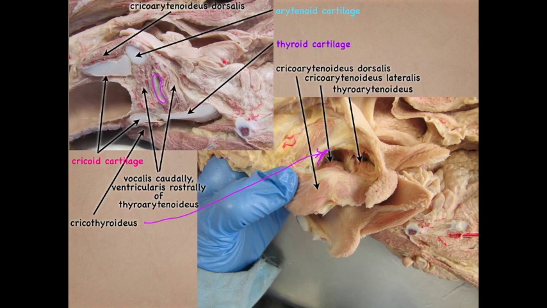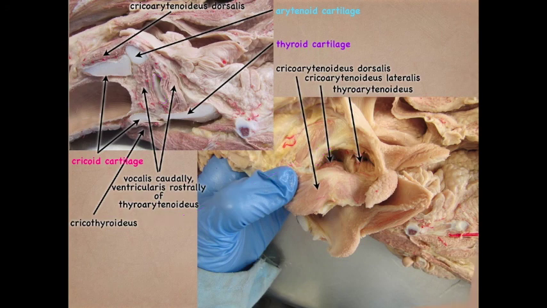So the cricoarytenoideus lateralis is important for closing the vocal folds. The thyroarytenoideus, remember, is going to pull the arytenoid ventrally so that the vocal fold loosens and it lowers the pitch, whereas the cricothyroideus is going to tense the vocal fold and raise the pitch.